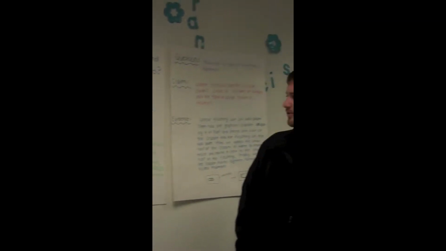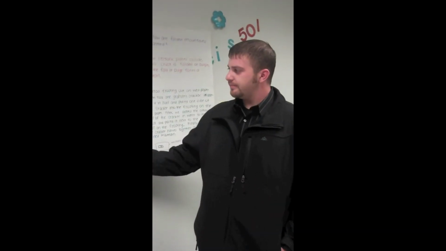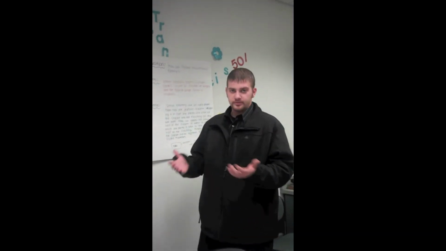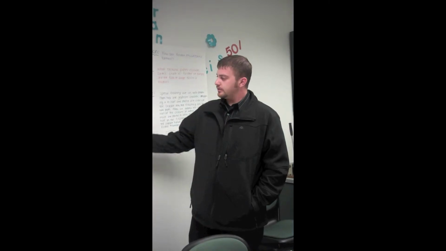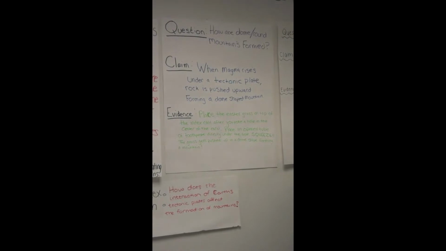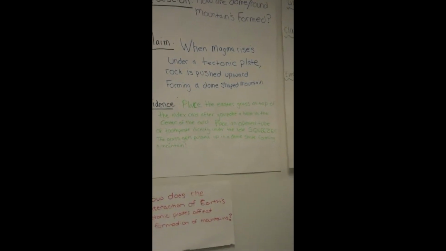As you saw in this experiment, the dome mountain forms a dome shape, and it's just like a volcano, but these types of mountains don't erupt. Our evidence was that when you place the toothpaste directly under the card, it formed the dome-shaped mountain.